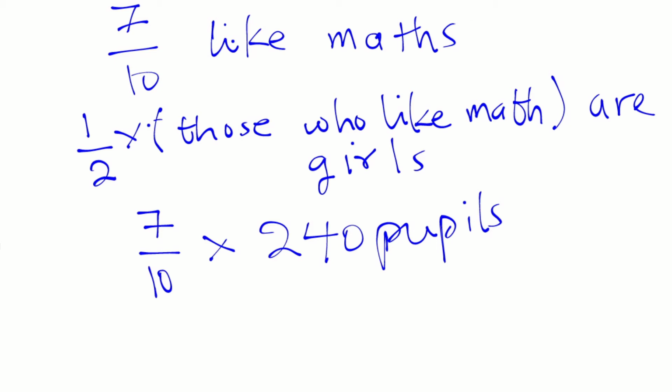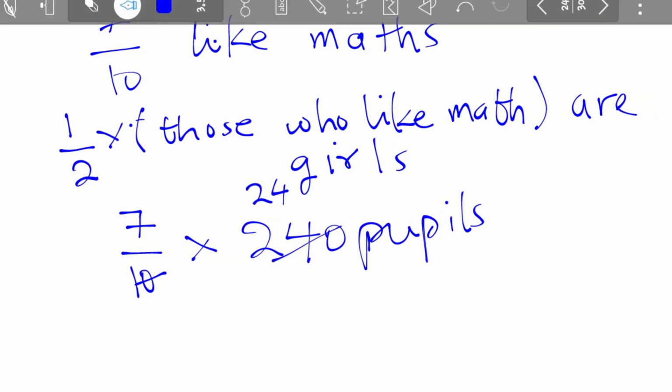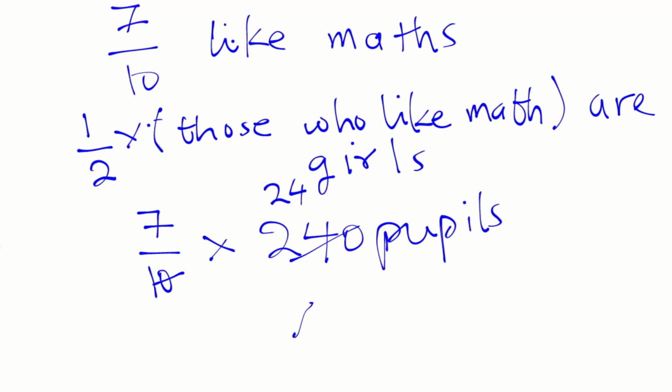Okay, so we can cancel 10 with 240. That gives us 24. So we multiply 24 by 7. 7 times 4 is 28, write 8 remainder 2. 7 times 2 is 14 plus 2, 16. 168. So 7 multiplied by 24 gives us 168 pupils. So 168 pupils like math.